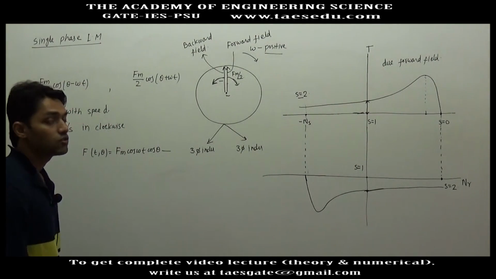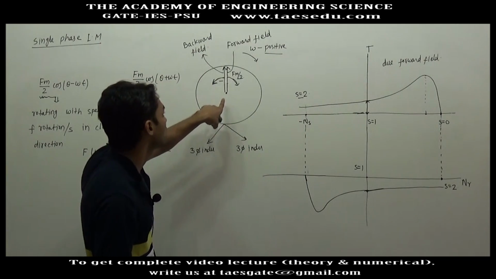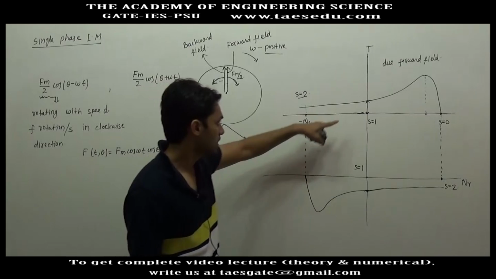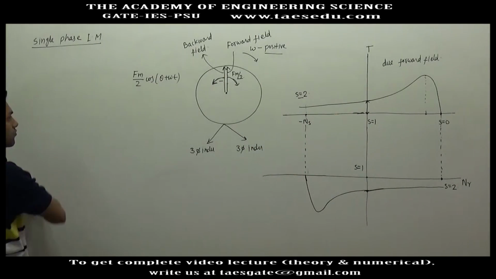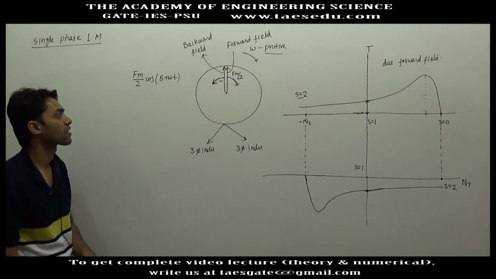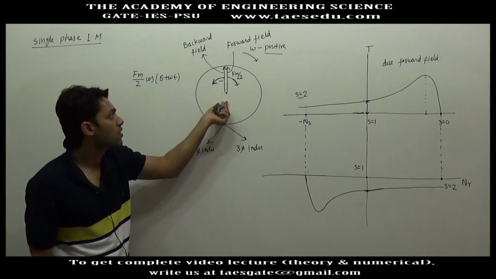So now what will be the overall torque on the rotor? The overall torque will be torque due to forward field plus torque due to backward field. So we will have to take the arithmetic sum of these. What concept are we applying in single phase induction motor? What we did, we split the stator magnetic field in two parts.